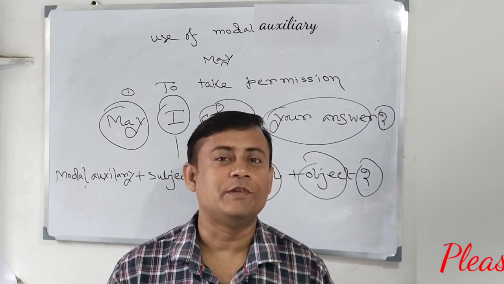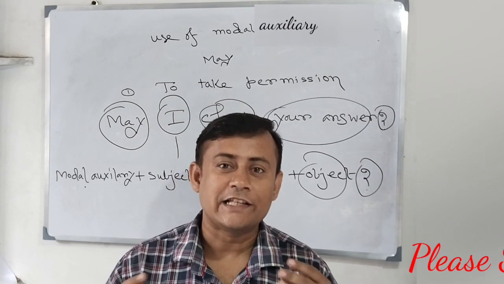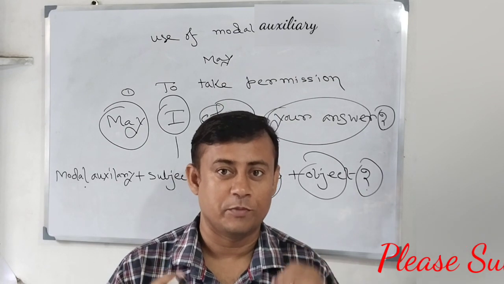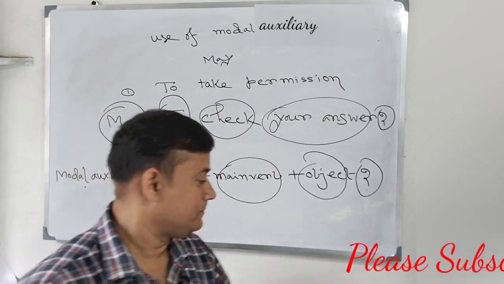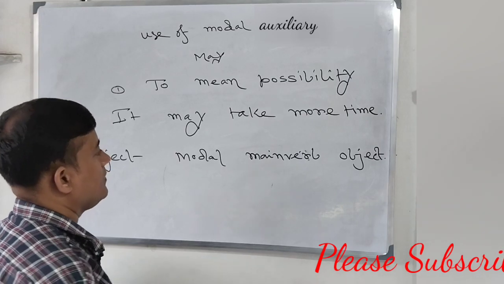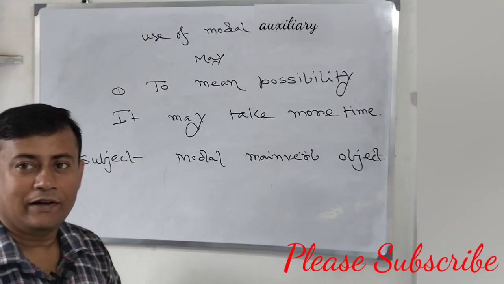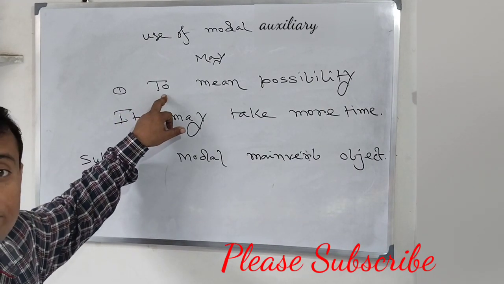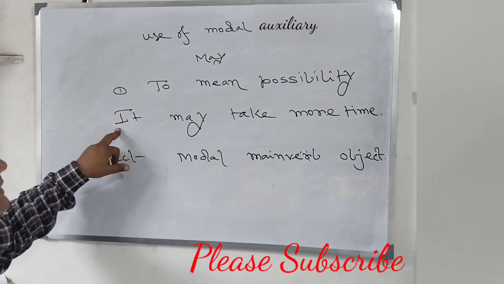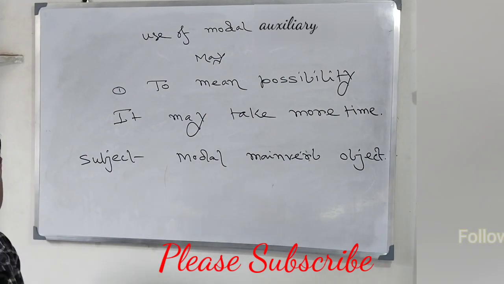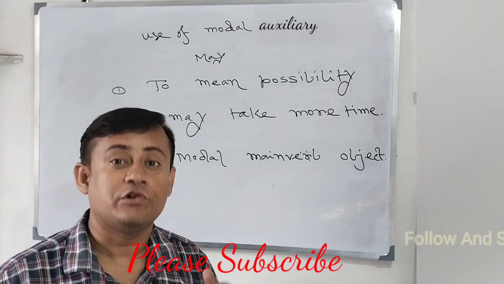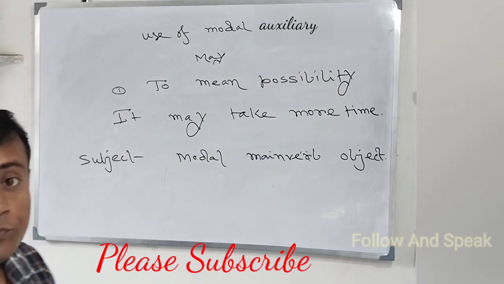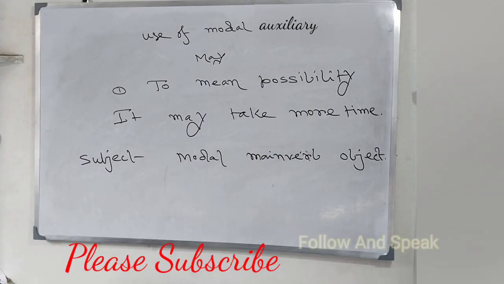Now let's learn another use of this modal auxiliary, that is to express possibility. Let's learn through an example. Please note the example and then learn how we can use the modal auxiliary may to mean possibility. Let's check the example: It may take more time. That means there is a possibility of taking more time. And let's follow the sentence format, that means the sentence construction.